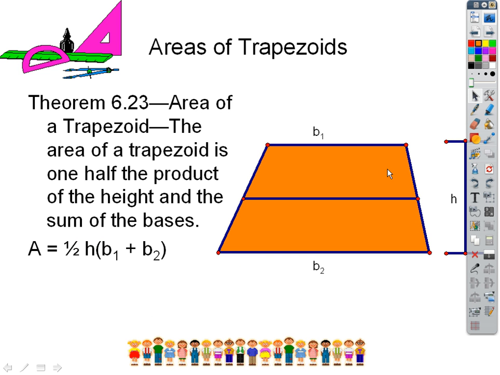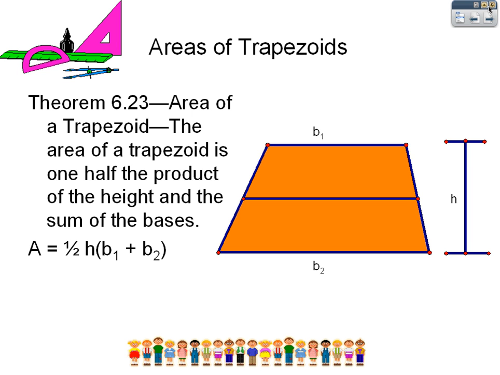Trapezoids. All right. We have a formula for a trapezoid. We actually, I think, even mentioned this earlier in the chapter. Here it is. The area of a trapezoid is equal to 1/2 times the height times the sum of the two bases. I think that's a pretty clumsy way to write the formula, though. There's a better way in my mind to do it.